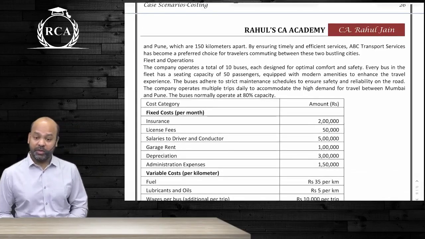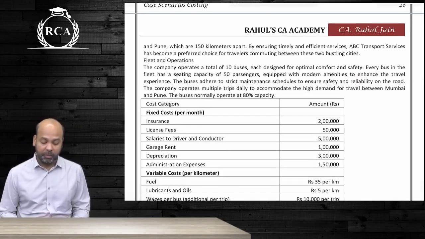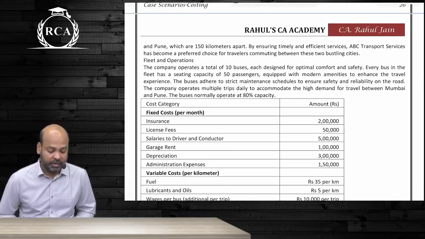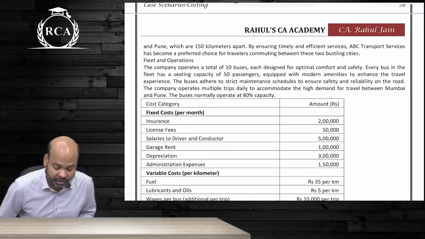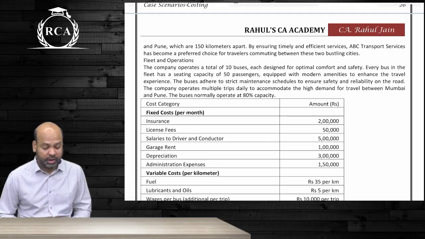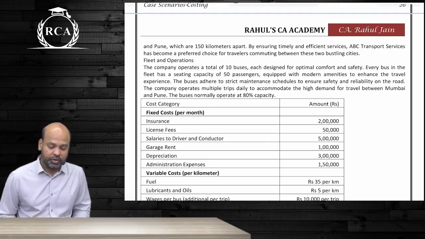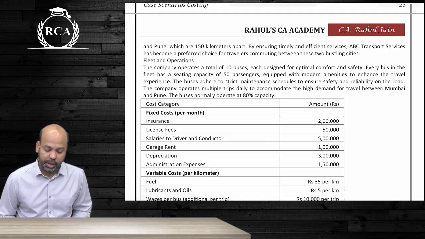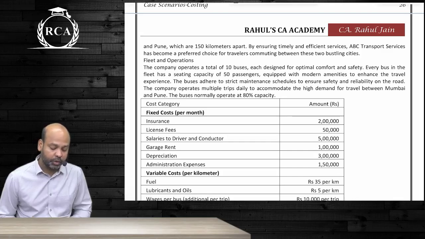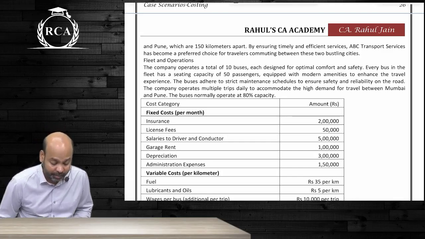The company operates a total of 10 buses, each designed for optimal comfort and safety. Every bus in the fleet has a seating capacity of 50 passengers, equipped with modern amenities to enhance the travel experience. The buses adhere to strict maintenance schedules to ensure safety and reliability on the road. The company operates multiple trips daily to accommodate the high demand for travel between Mumbai and Pune. The buses normally operate at 80% capacity.